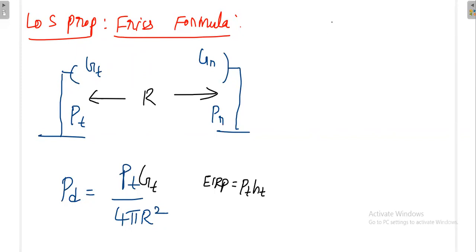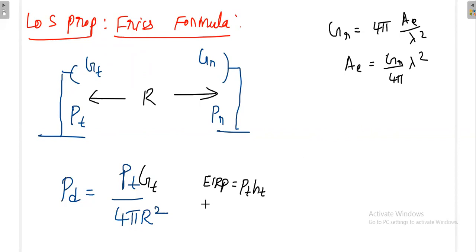Before that, you know the receiving antenna gain. The receiving antenna gain can be written as 4 pi AE divided by lambda square. Otherwise, AE is equal to the gain of the receiving antenna times lambda square divided by 4 pi. Whenever you get the aperture area, it is always related with the receiving antenna.